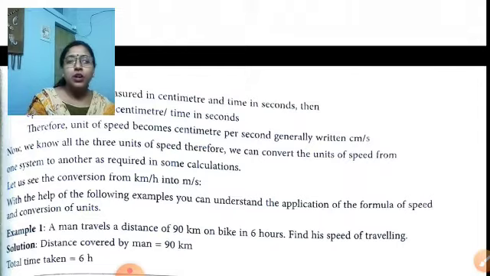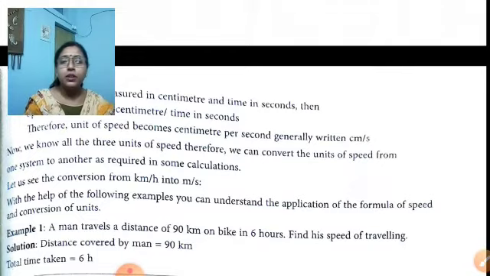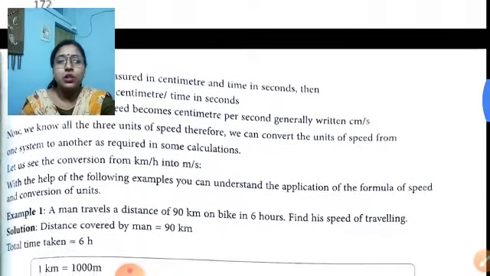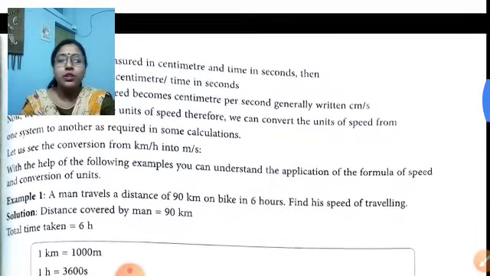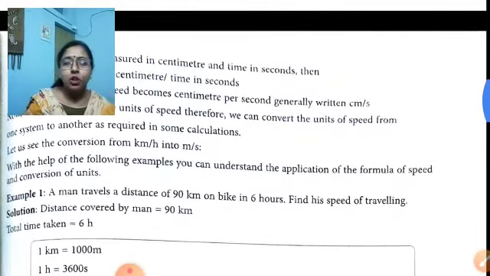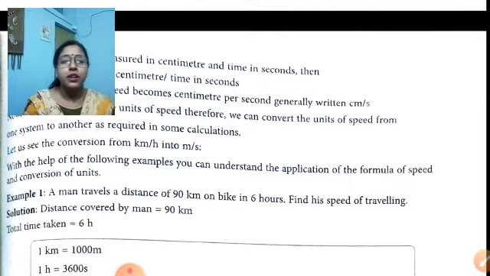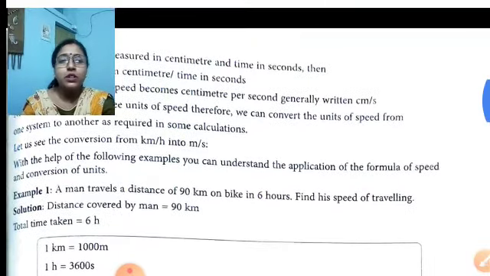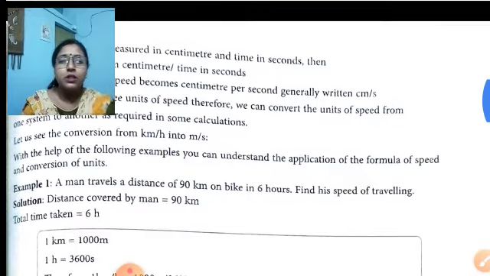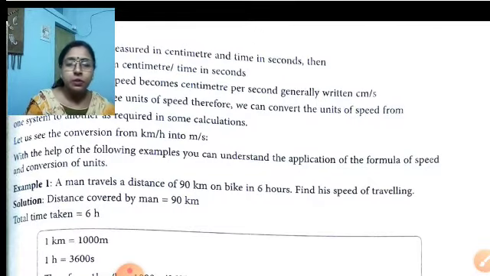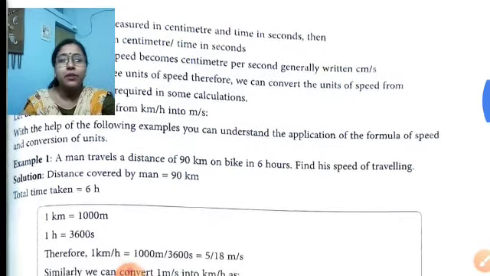Now we all know the units of speed. Therefore, we can convert the unit of speed from one system to another as required in some situations. Let us see the conversion from kilometer per hour into meter per second. To convert kilometer per hour into meter per second, first we will convert kilometer into meter and hour into second. Let us see an example.